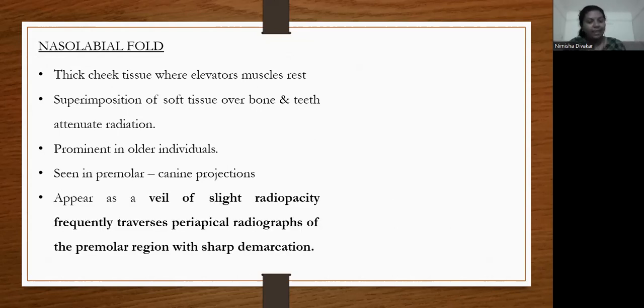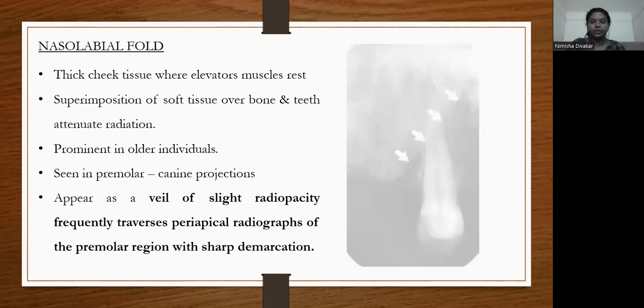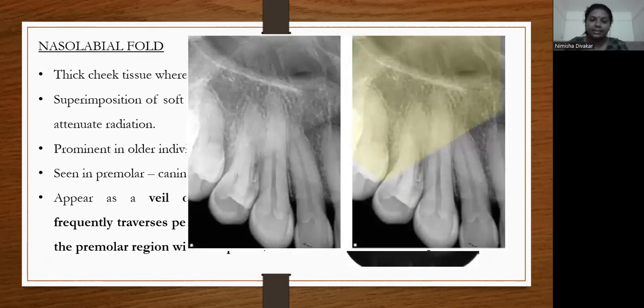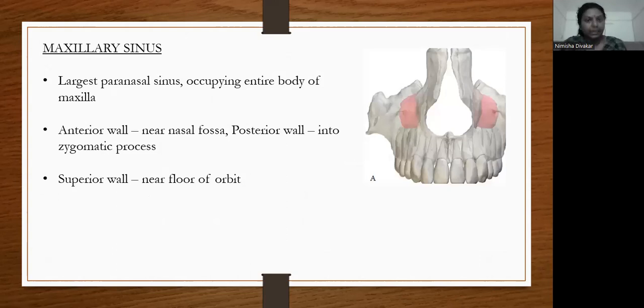It appears as a veil of slight radiopacity, frequently traversing periapical radiographs of the premolar region with sharp demarcation. You can see it denoted by the white arrow. They appear as a veil of slight radiopacity traversing over the radiograph. You can see a veil of radiopacity. Next one is the maxillary sinus.